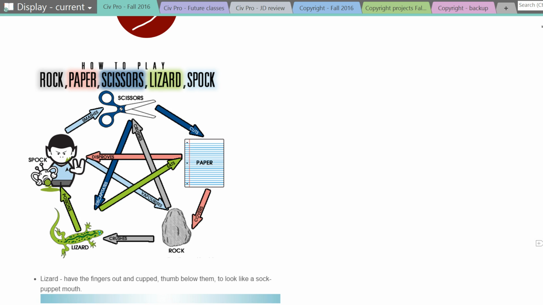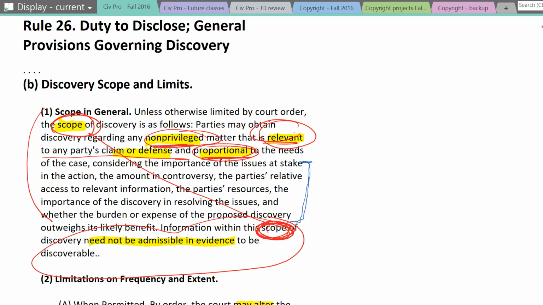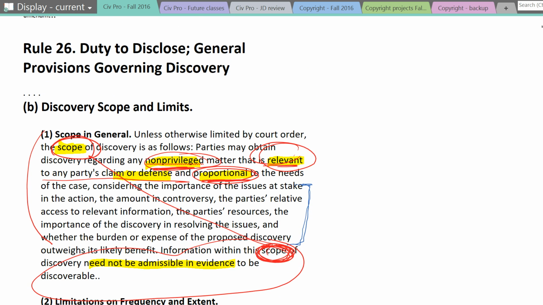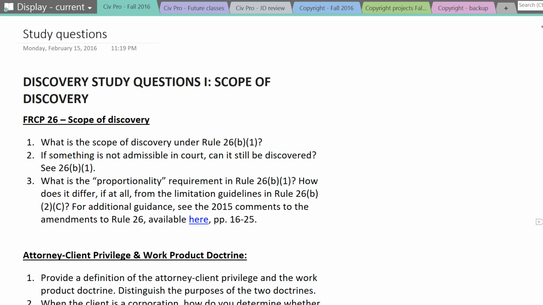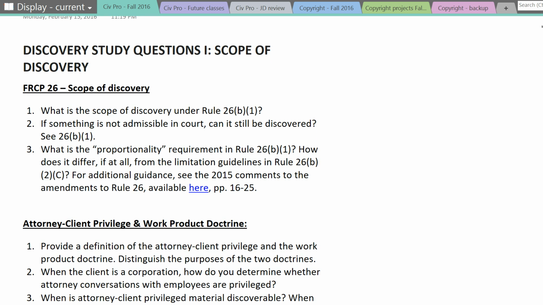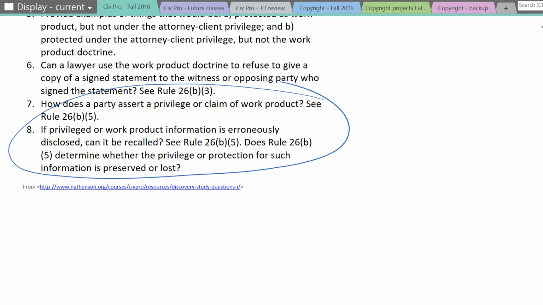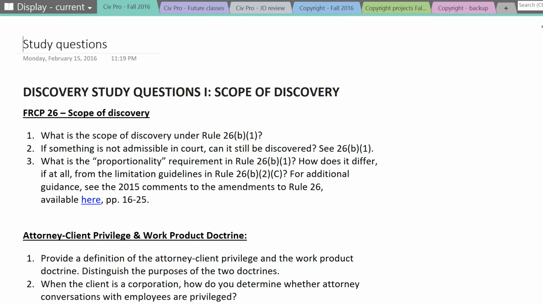Well, let me talk a little bit more about what you're going to be doing. Obviously, you want to read the rules. Here's just one example, Rule 26(b), a very important rule. We'll mark that up later. There's a whole bunch of discovery rules. What you want to do is read those rules, then read the stuff in the casebook, and then do the study questions. And what I'm going to do with you in these videos is go through selected study questions here and comment on various aspects of discovery and disclosure.